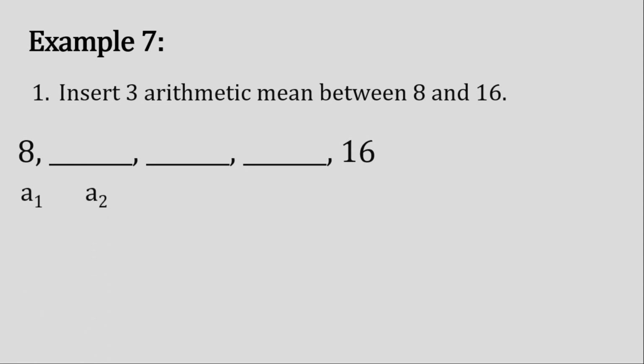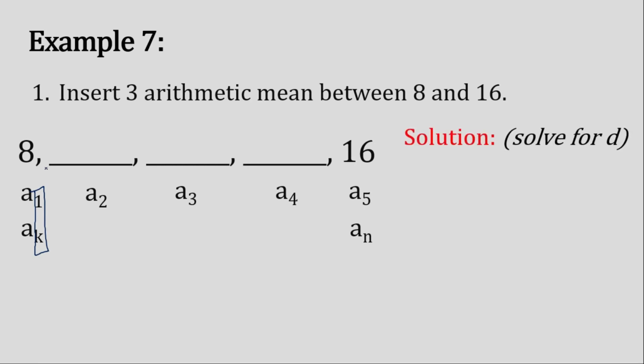8 is our a sub 1, the first blank is a sub 2, followed by a sub 3, a sub 4, and 16 will be our last term, and that is a sub 5. Now we need to identify the lowest available term, and we're going to signify that as a sub k. So a sub k is the lowest available term, and a sub n is our last term. So if we compare the subscripts, the value of k should be 1, and the value of n is 5.